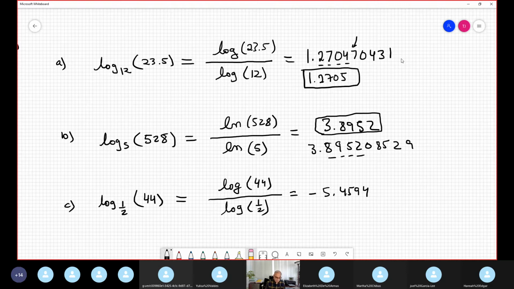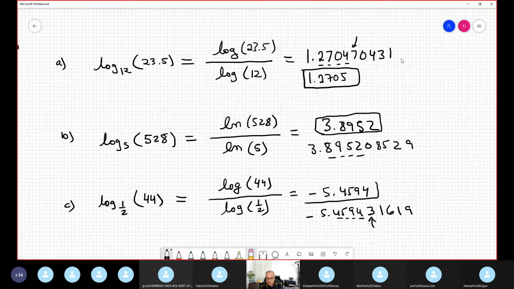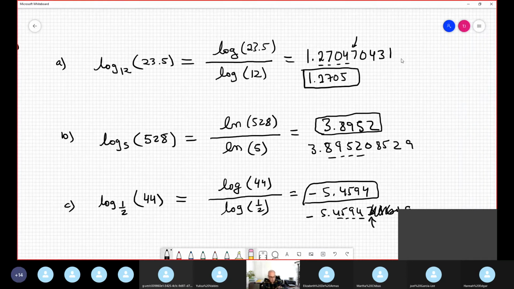44 divided by logarithm of 1/2. 1 division 2, plus the parenthesis. And the answer I get in my display was negative 5.459494311619. 1, 2, 3, 4 decimal places. This next digit is less than 5. So you delete, you truncate, you eliminate that one. Super. Any question? No problem? No question.